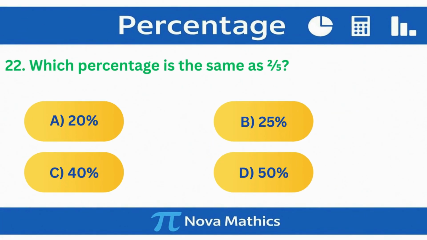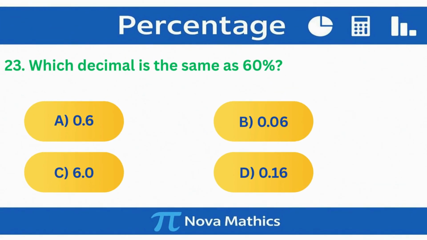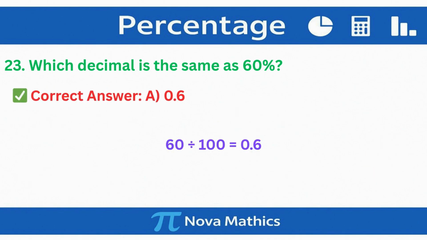22. Which percentage is the same as 2/5? Correct answer is 40%. 2/5 is the same as 40%. 23. Which decimal is the same as 60%? Correct answer is 0.6. 60% is 0.6.